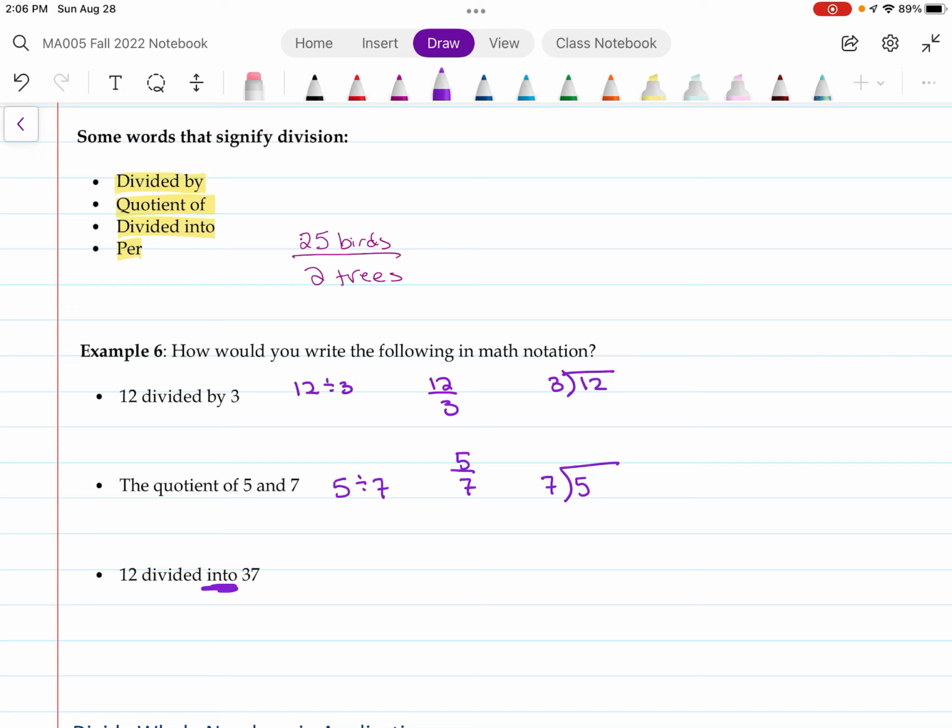All right, the next one, 12 divided into 37. Be careful. What this is saying is 37 is being divided by 12. I think it's a very awkward way to say it, but sometimes you'll see it. So 37 divided by 12, or you can, this one actually makes more sense written this way, 12 divided into 37.